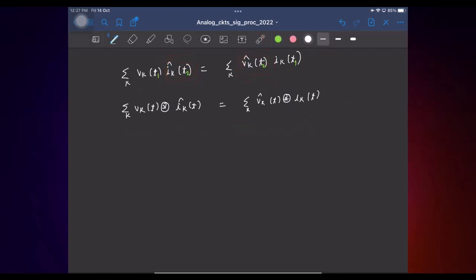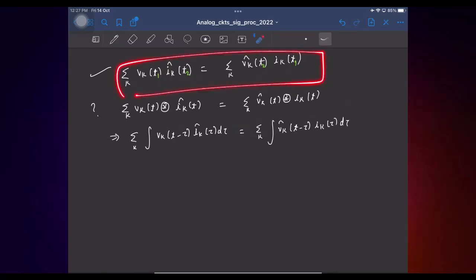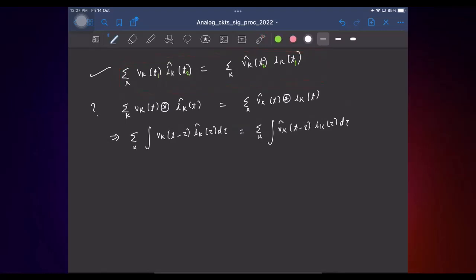So first let's expand this, right? This is what we know. We need to prove this. So if this is true, what is true? This is basically integral Vk of t minus tau, eta, integral Vk hat of t minus tau. So we know this. What do you think I should choose for t1 and t2 so that we get closer to this?